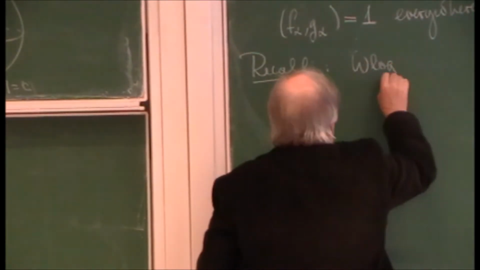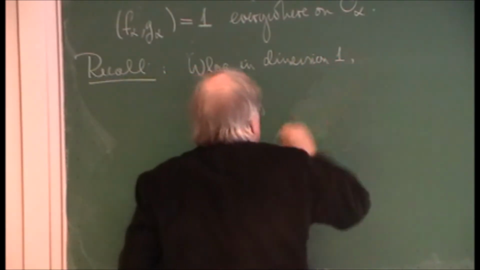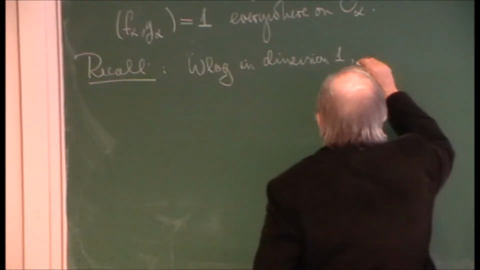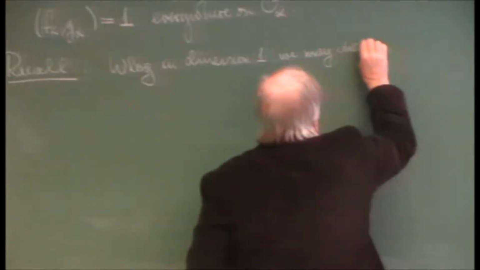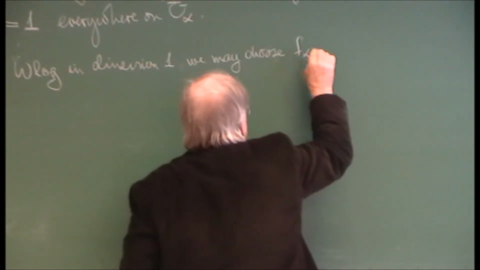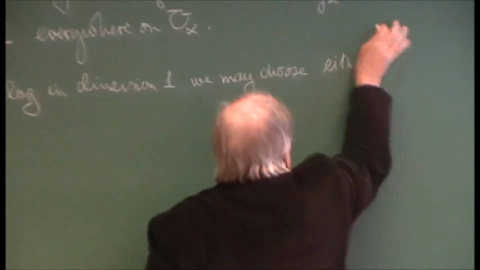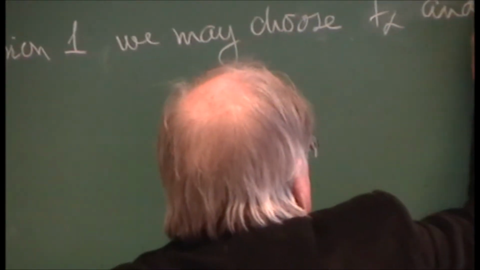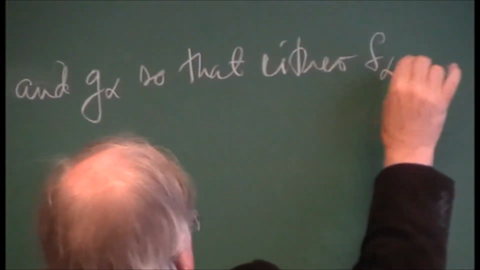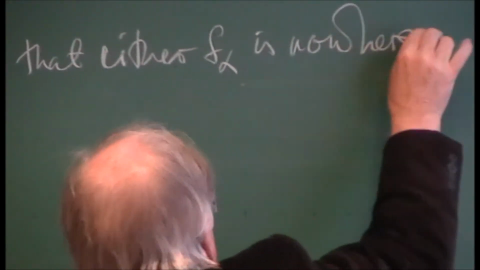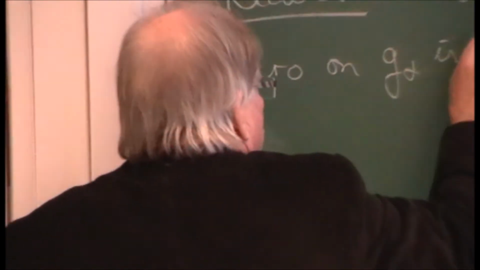Without loss of generality in dimension 1, we may choose these two functions, localizing and taking them smaller, f alpha and g alpha, so that either f alpha is nowhere 0, or g alpha is nowhere 0.